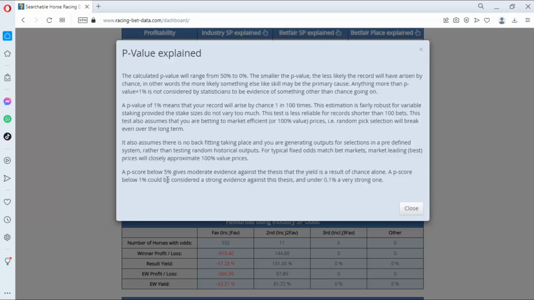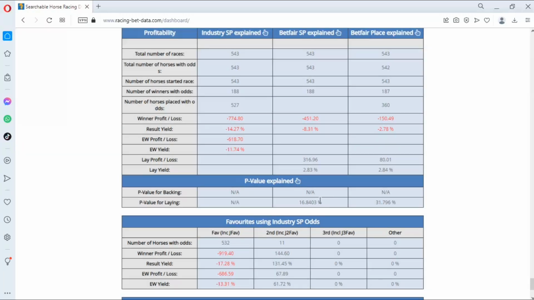A p-score, so this is what you're looking for. A p-score below 5% gives moderate evidence against the thesis that the yield is a result of chance alone. A p-score below 1%, which ties in with the top, could be considered strong evidence against this thesis. And under 0.1%, so a 1 in 1,000 chance it's down to luck, is very strong evidence. So essentially you're looking for the lower p-score or p-value, the better, when you're testing a system that you've already been backing or following or laying, and marking that against the significance of it being just down to random luck.